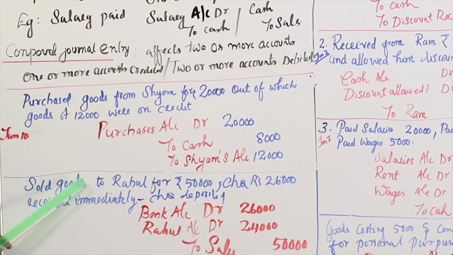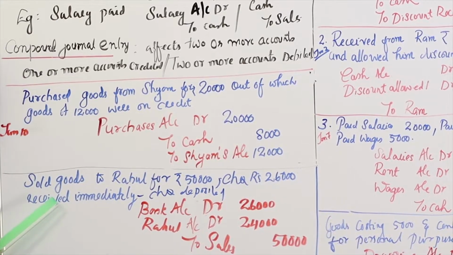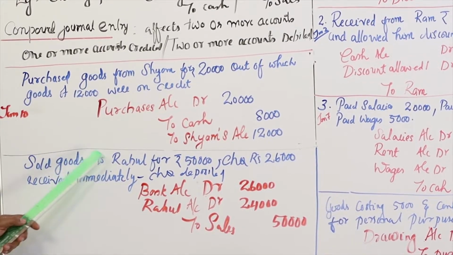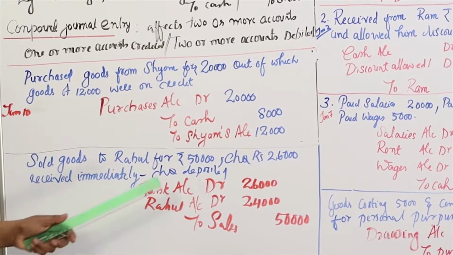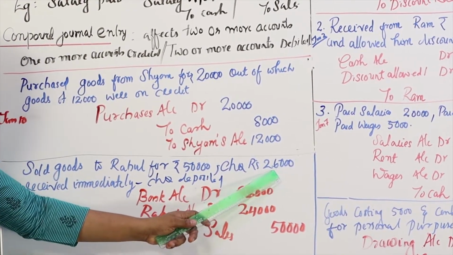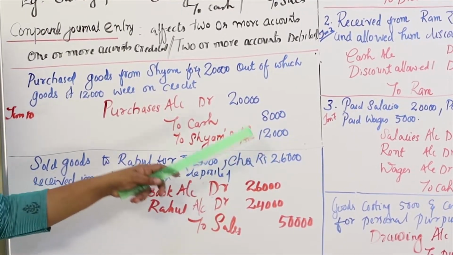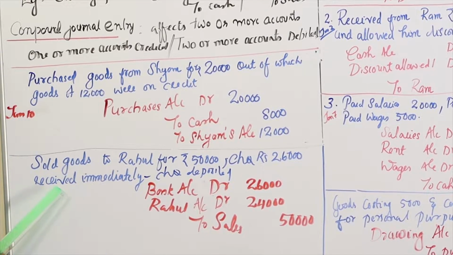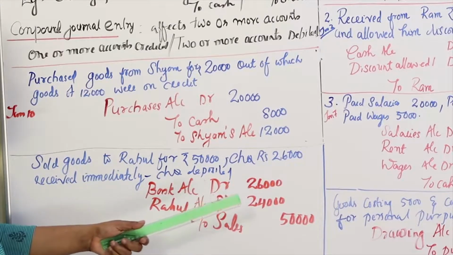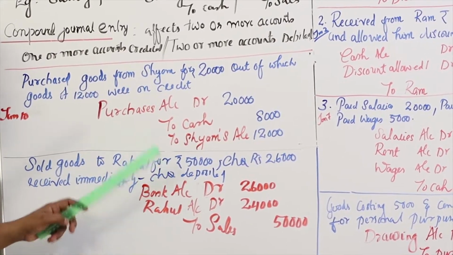Then, sold goods to Rahul for ₹50,000, cheque of ₹26,000 received immediately, and that cheque deposited on the same day. So sold goods to Rahul for 50,000. So total sales is 50,000. Out of this, we are receiving a cheque of 26,000, which means this is a cash transaction, as we are getting payment at the right time. And the balance is a credit transaction, because we are going to get it on a future date only.